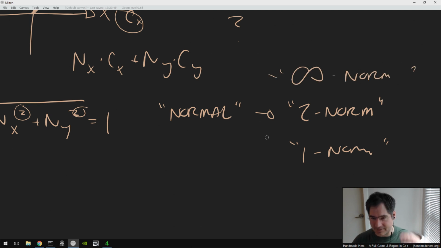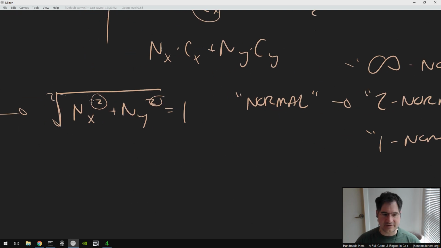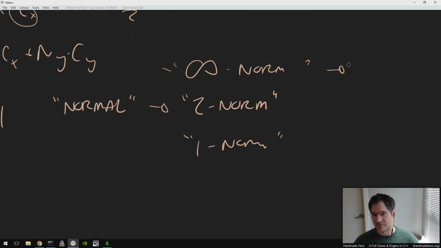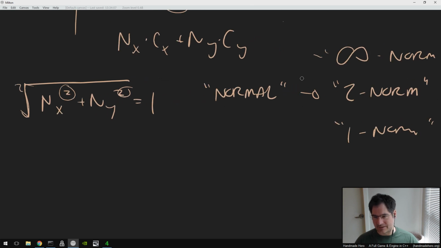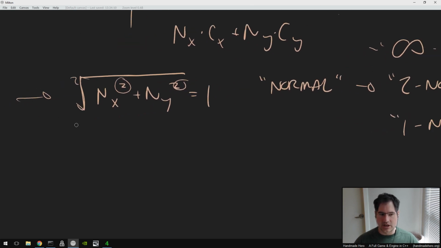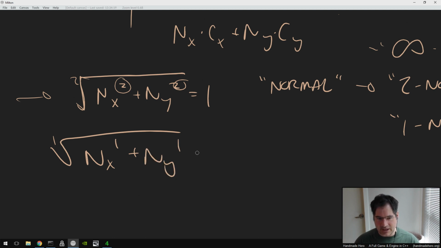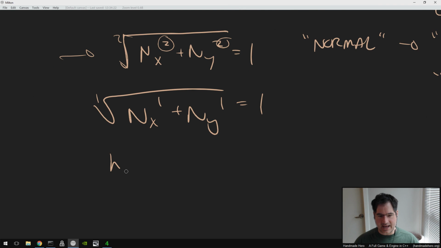I think I've mentioned these on Handmade Hero before. That's when you raise everything to the infinity and then take the infinite root, and that just has the effect of picking out the maximum value, right? So this is just what's the max. Well, the 1 norm is exactly the same as the 2 norm, is exactly the same as the infinity norm. You're just playing with the power. So the 1 norm is the non-root, I don't know if that's a thing you can write, of everything raised to just 1 power, right? So it's effectively nx plus ny equals 1.